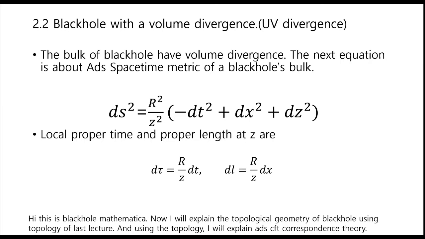Now I will explain the topological geometry of a black hole using the topology of the last lecture, and using the topology I will explain the AdS/CFT correspondence theory. The bulk of a black hole has volume divergence. The next equation is about the AdS space-time metric of a black hole's bulk. The local Planck time and Planck length at Z are like this.